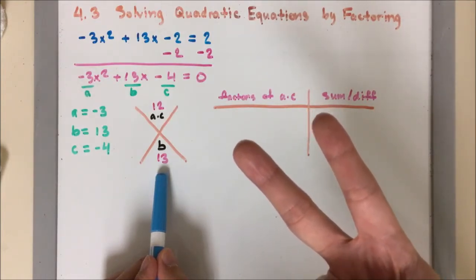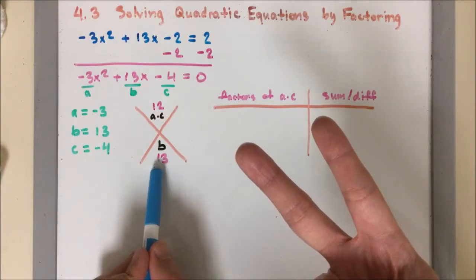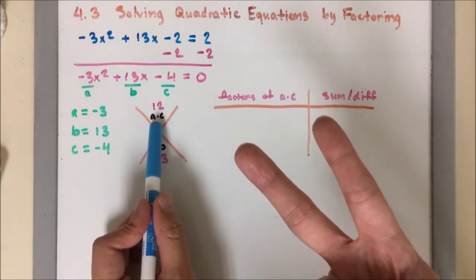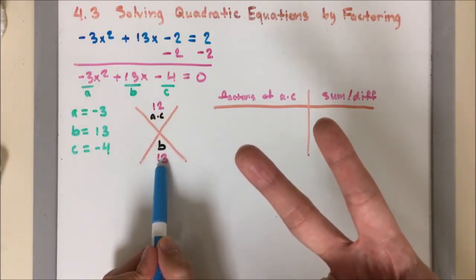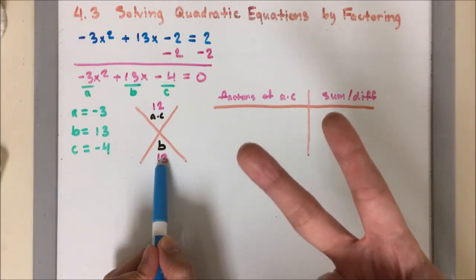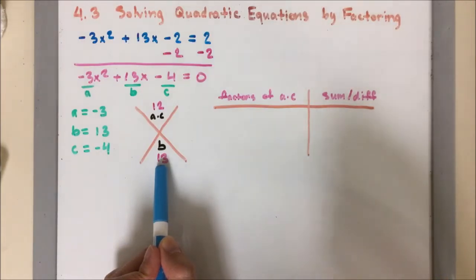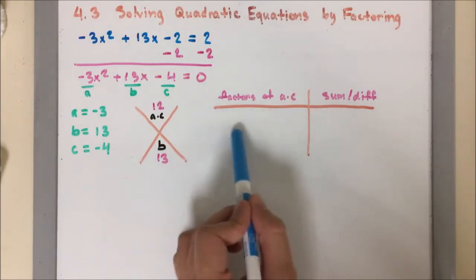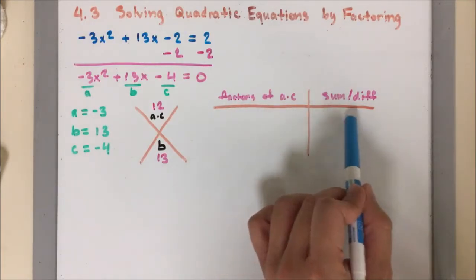So I repeat, they both have to be positive. If A times C is positive and your B is negative, then both factors have to be negative. So make sure you add it into your notes. It's going to be helpful when you're finding factors of A times C with the sum and difference.